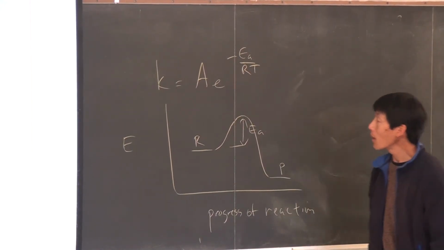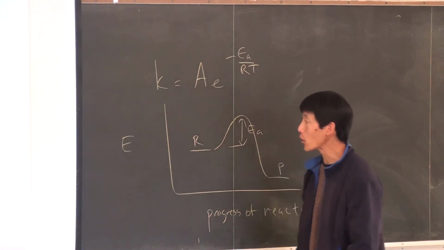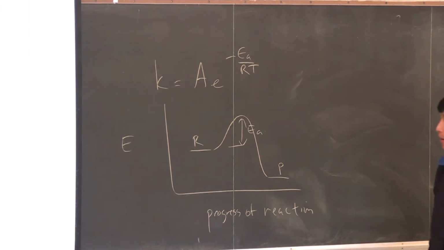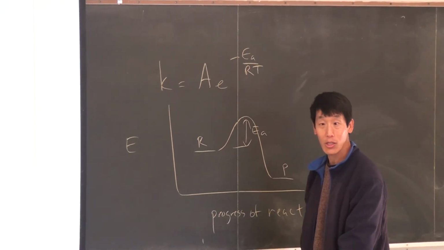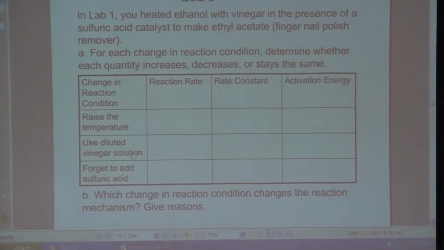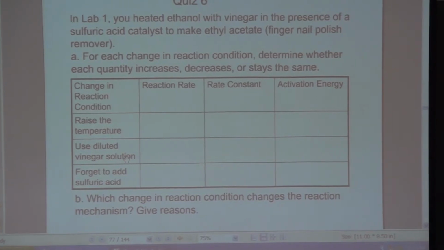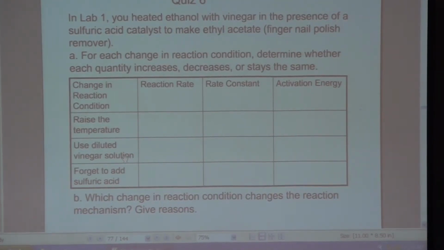Okay. And what happens to the activation energy when you use diluted vinegar solution? It stays the same. And finally, what if you happen to forget to use that sulfuric acid catalyst? What happens to the reaction rate? Yeah, so the rate should decrease because we know that a catalyst increases the rate, so if you forget to use a catalyst, it should decrease the rate.